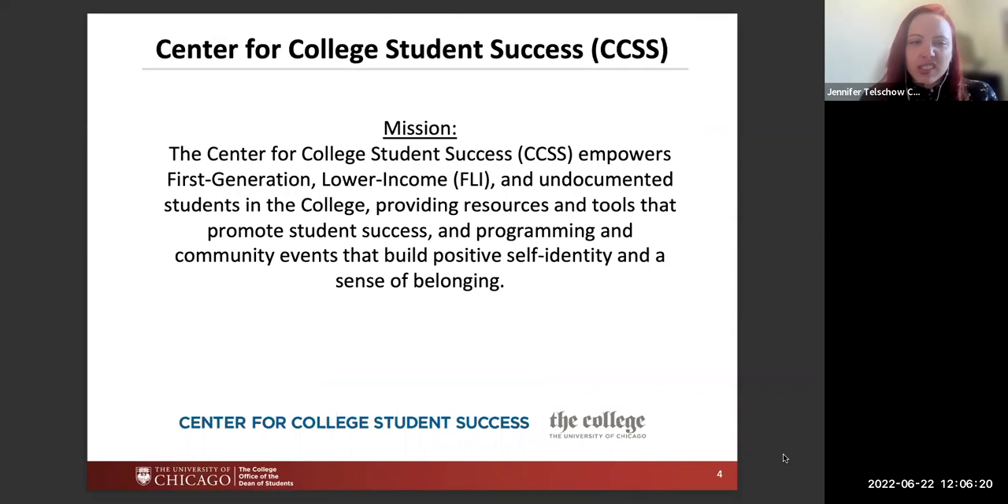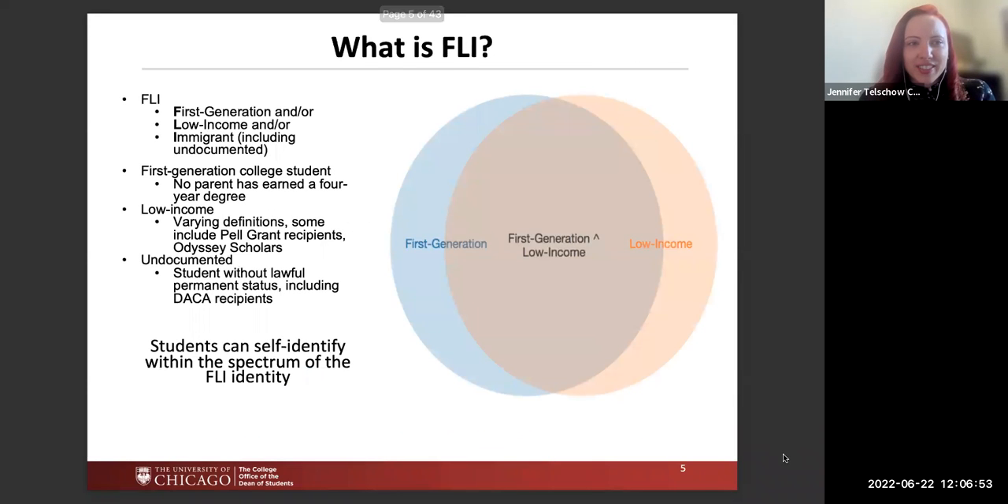So the Center for College Student Success, I'll just read a little bit about our mission. We're here for all students in the college, but we primarily support students who identify as first generation, lower income, and or undocumented, otherwise known as FLY students. In the college, we provide resources and tools that promote student success, and also programming and community events to help build positive self-identity and a sense of belonging.